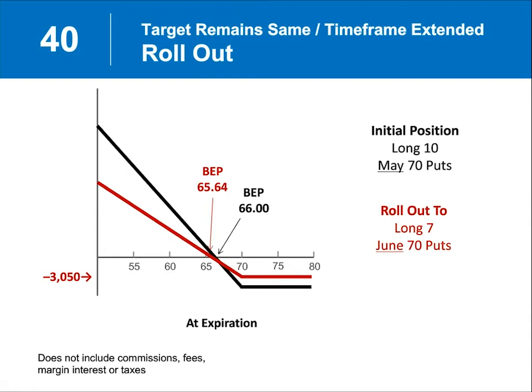If I roll out to June and get this small credit, my break-even point is actually a little worse. I'm bearish, but the stock needs to go lower, down to 65, 64. So I have not improved my break-even point. I've made it worse in this case. But keep in mind the time frame.